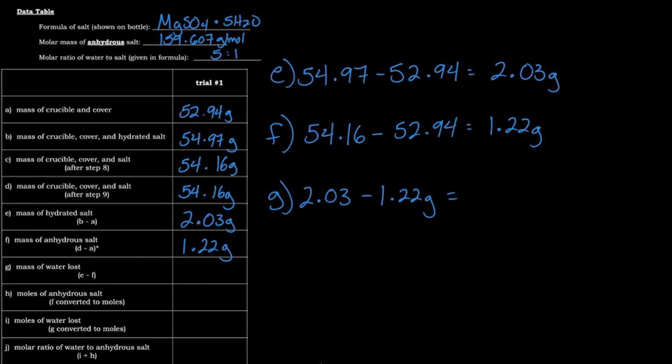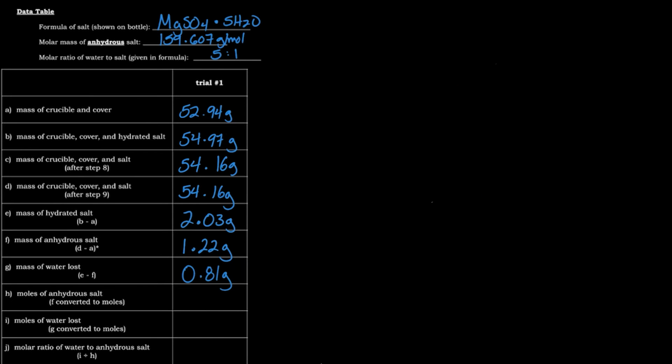Row G has me calculate the difference between these two masses, which we are assuming is the mass of water lost. So in my case, it comes out to 0.81 grams. And a big assumption that we have in this lab is that any difference between the masses in row E and row F, we are assuming that that is water lost in the dehydration process. So 0.81 grams of water there.